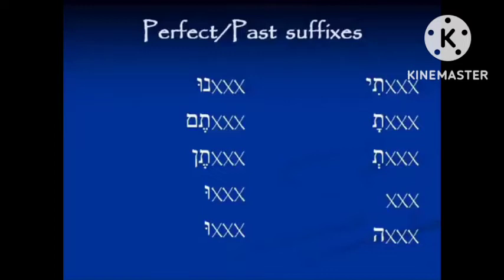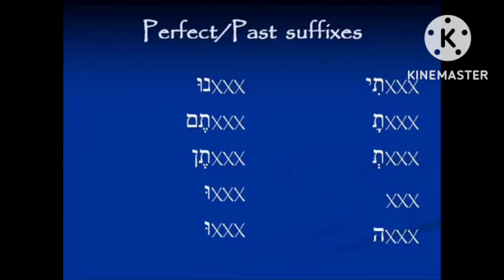For the third person feminine singular, she did something, that's going to end in a hey. Moving to the other column, if we did something, that will end in this suffix nu. If all y'all, the group of people, you did something, for the masculine, that verb will end in tem. For the feminine, it will end in ten. And for they, it is the same for masculine and feminine. The verb will end in u. This applies to all the binyanim. These suffixes will always be the same for these people.